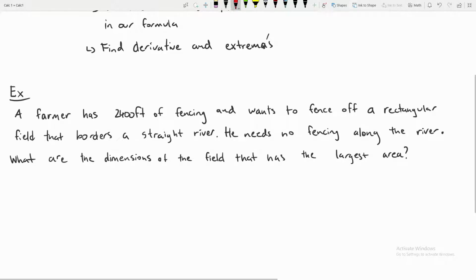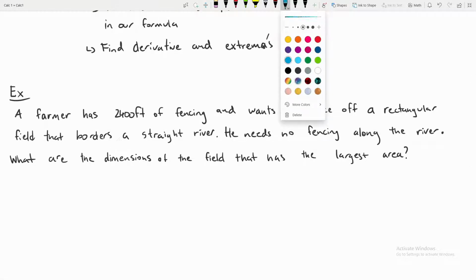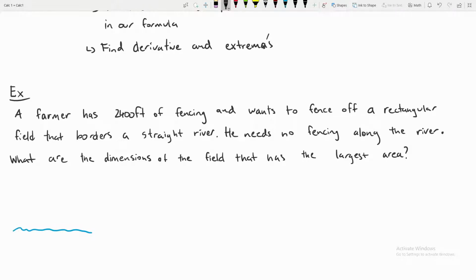So let's pretend that we have a river somewhere here. There's our river, and he would like to fence off a rectangular area right here. So we know that in a rectangle, this side and this side are the same, and this side and this side are the same. So opposite sides are the same. However, the question stated that he does not need any fencing along the river. So there's no fencing needed on this side. So I'm going to label this side Y and this side X and also this side X. So there's our little diagram.